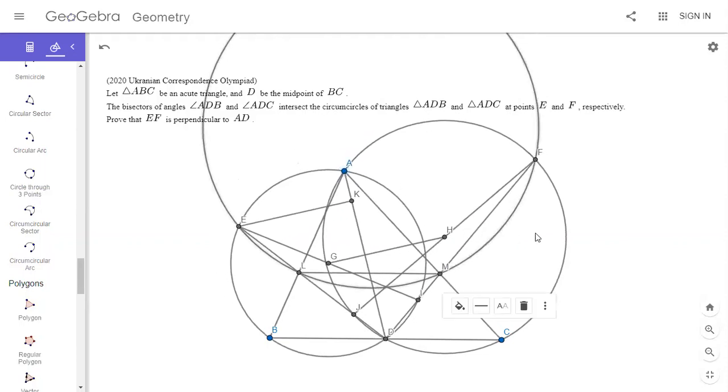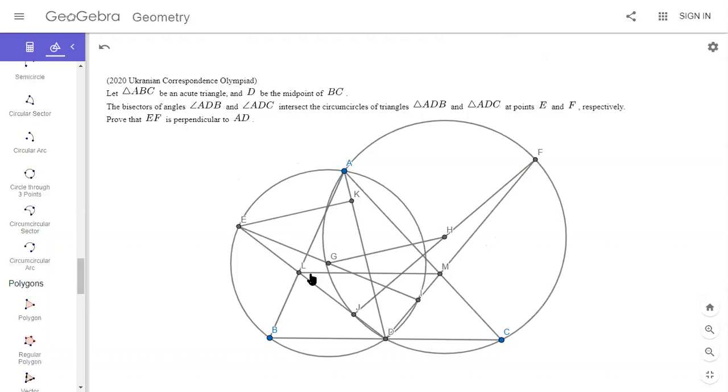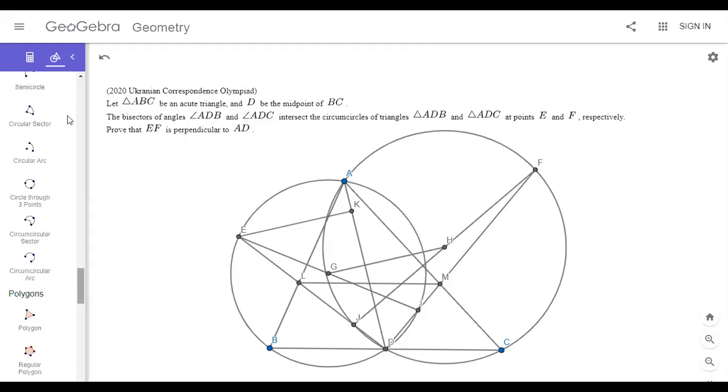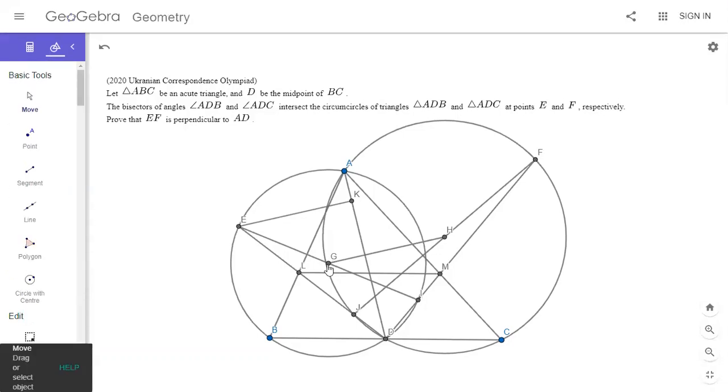So, ELMF, maybe we can show that's cyclic by power of a point, or I don't even think we need that. All right, so I'm going to start typing it up. Did we even need points G and H? I don't think so.